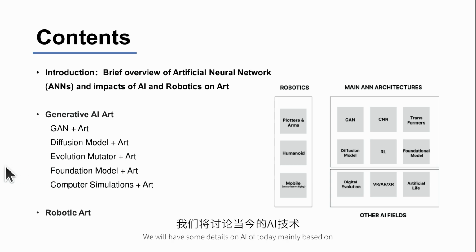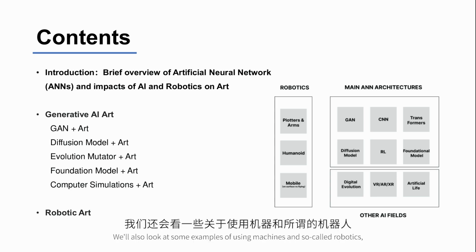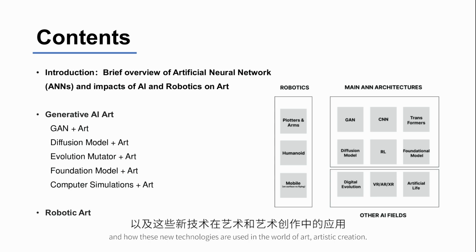We will have some details on AI of today, mainly based on a look at what artificial neural networks can provide to us. We'll also look at some examples of using machines and so-called robotics, more evolved types of machines controlled by computers, and how these new technologies are used in the world of art, artistic creation.